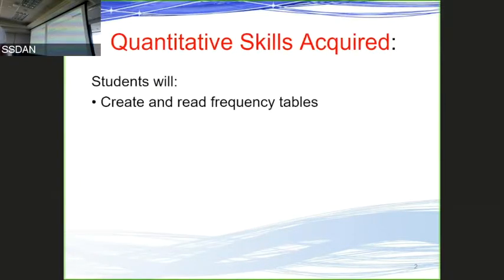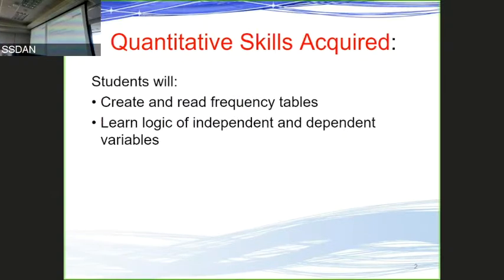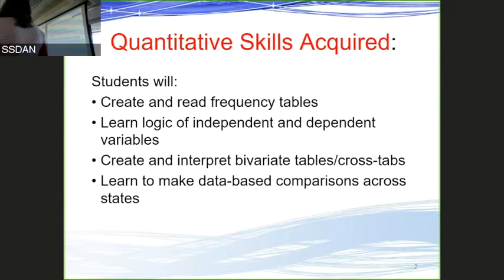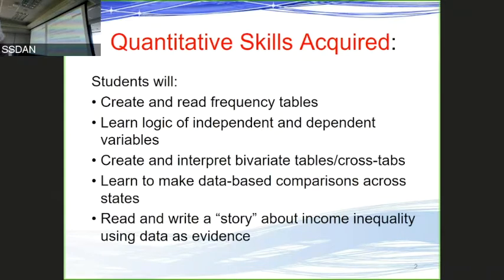The skills that I'm hoping they get quantitatively, and this is very optimistic: they will create and read frequency tables, learn the logic of independent and dependent variables, create and interpret bivariate tables, crosstabs or contingency tables, and learn to make data comparisons across states. And finally, my mantra is they're telling a story with numbers. I'm always saying you're telling a story. You're not bludgeoning us with numbers, you're telling a story with numbers. So that's where I hope we end up.